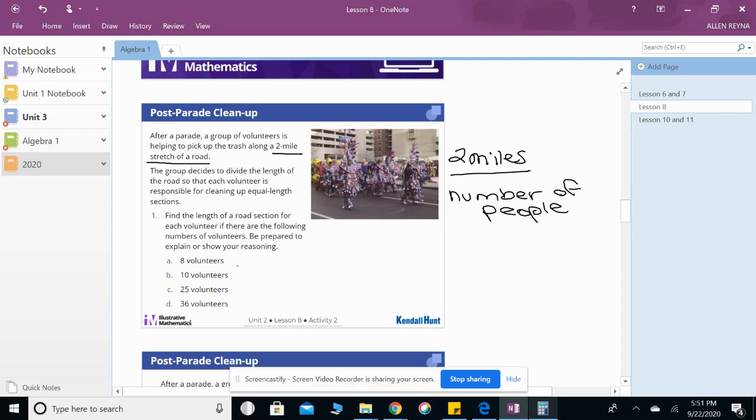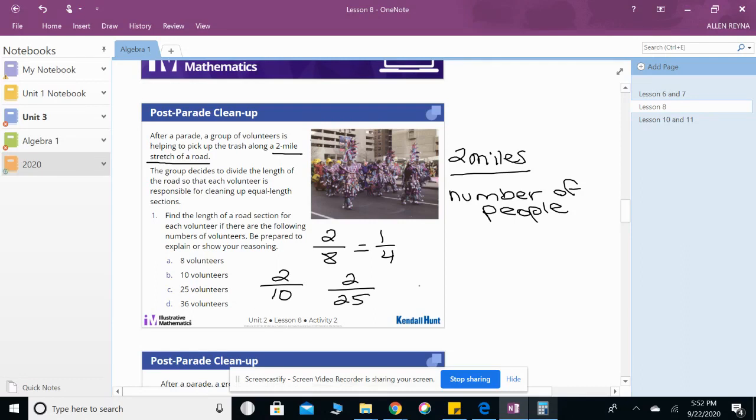However, this first one says we have 8 volunteers. Okay, that's not too bad, right? So we're going to take those 2 miles and divide it by those 8 people. If we simplify it, this will become 1/4. So it's like, oh, okay, that's much better. So we're going to take 1/4 of those 2 miles. Well, what if we do 10 volunteers? So we're going to take those 2 miles and divide it by 10 people. And then what about if we have 25 people? Then we're going to take those 2 miles, divide it by 25 people.